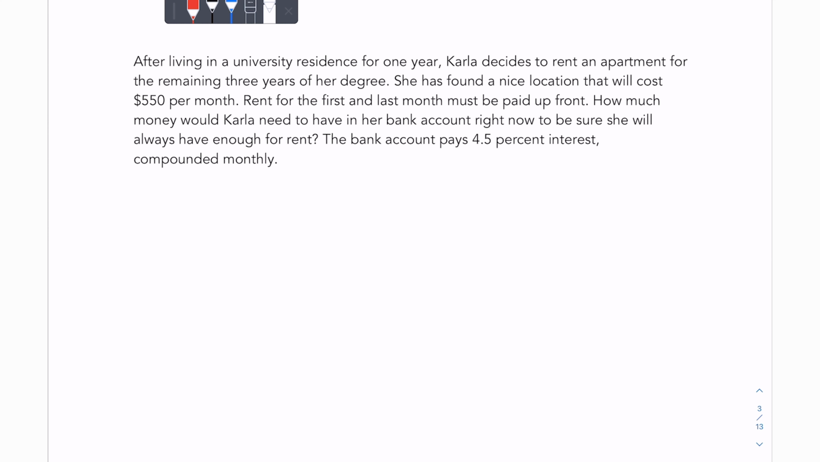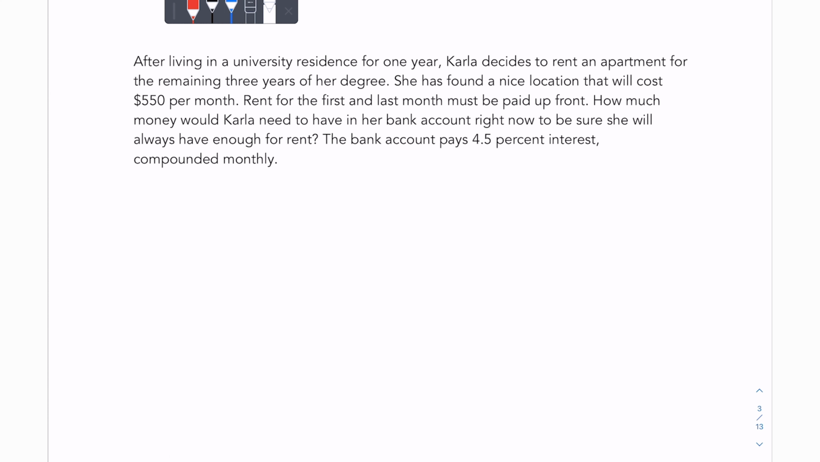After living in a university residence for 1 year, Carla decides to rent an apartment for the remaining 3 years. She's found a nice location that will cost $550 per month. Rent for the first and last month must be paid up front. How much money would Carla need to have in her bank account right now to be sure she will always have enough for rent? The account pays 4.5% interest compounded monthly.